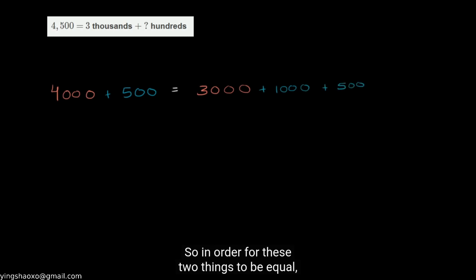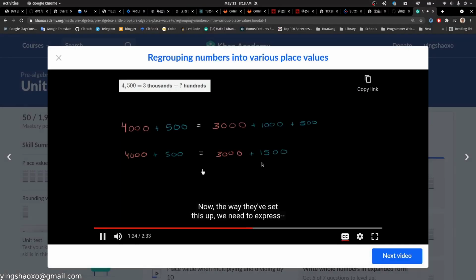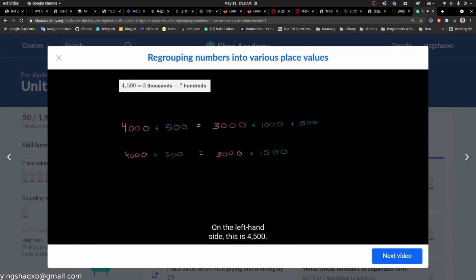So in order for these two things to be equal, we need to say 4,000 plus 500 is equal to 3,000 plus 1,500. Now, the way they've set this up, we need to express it so it almost looks the same. On the left-hand side, this is 4,500. So this right over here is the same thing as 4,500. And on the right-hand side, we have 3,000s. That's the 3,000s. And then we just need to express this as hundreds. So 1,500 is the same thing as 15 hundreds.